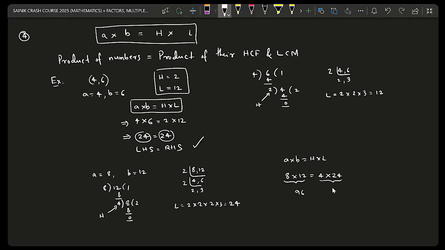No need to do it like that. I'll tell you one trick. 24 you can split into two numbers, that is 20 and 4. 4 into 20, how much? 80. 4 into 4, how much? 16. 16 and 80, now you can add. What is that? 96. We got the same answer. I hope you understood the property now.